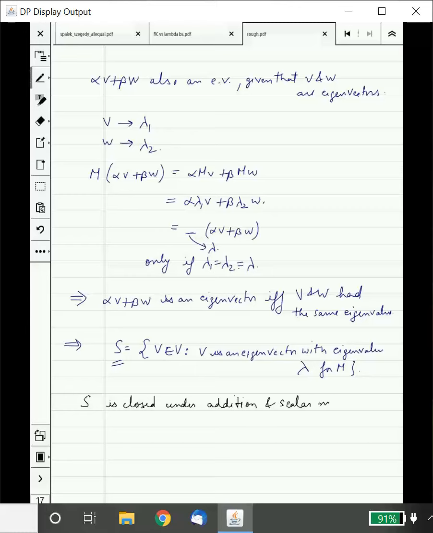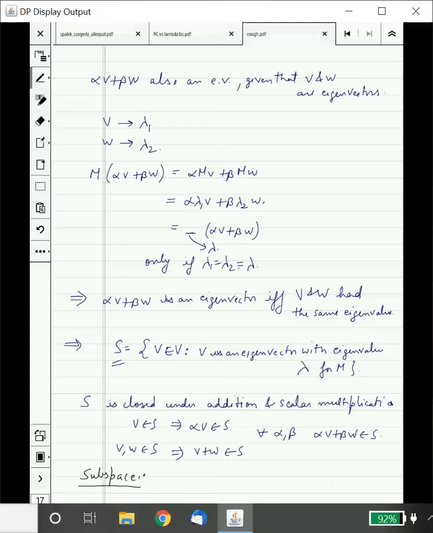That means if V is an element of S, this implies alpha V is an element of S. If V, W are elements of S, then V plus W is an element of S. Another way to say it is that for any alpha and beta, alpha V plus beta W will be in S. This is the defining property of a subspace.